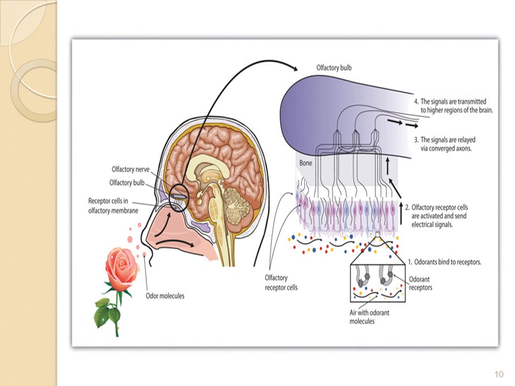send electrical signals. These electrical signals are relayed by convergent axons, which carry them from the olfactory receptor cell to the olfactory bulb. As we said, the olfactory bulb has receptors, and the odorant entering your nose reaches the olfactory bulb and then sends signals to the convergent axons.